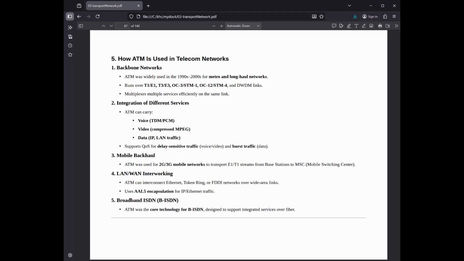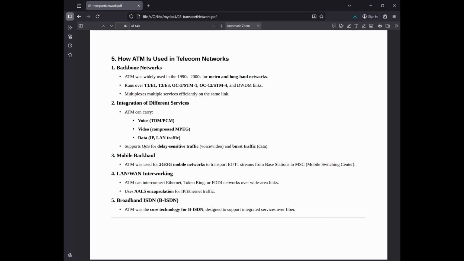Integration of different services. ATM uses the ATM adaptation layer, AAL, to handle different types of traffic. This is how it integrates services. Voice, AAL1 converts continuous bitrate voice calls into cells. It ensures low delay and maintains timing so the voice doesn't sound robotic.